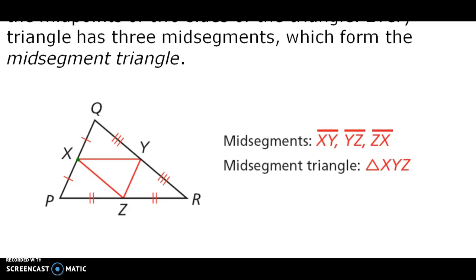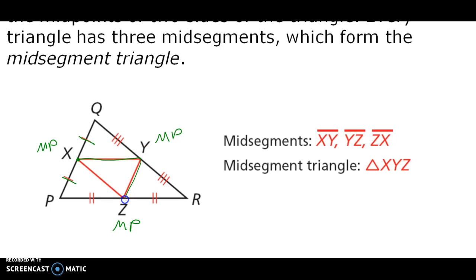Well, point X is the middle of QP. So what do we call the middle of something? The midpoint. Yeah, so that's a midpoint. And then Y is also a midpoint, and then so is Z. They're all midpoints because they're all right in the middle of their segments. So a line that connects a midpoint to a midpoint is called a mid-segment.